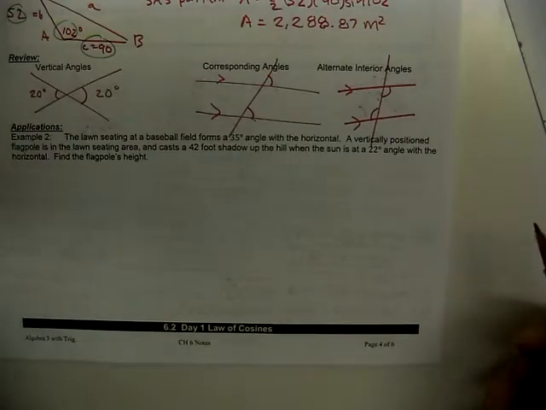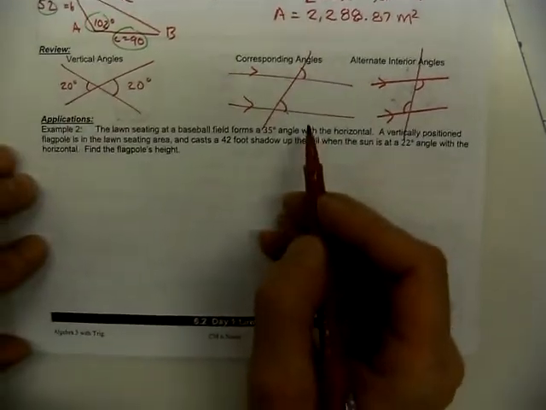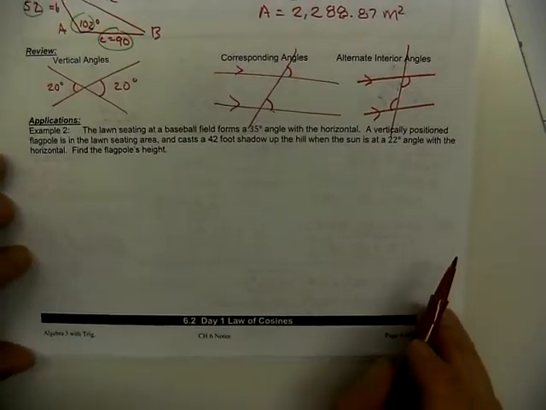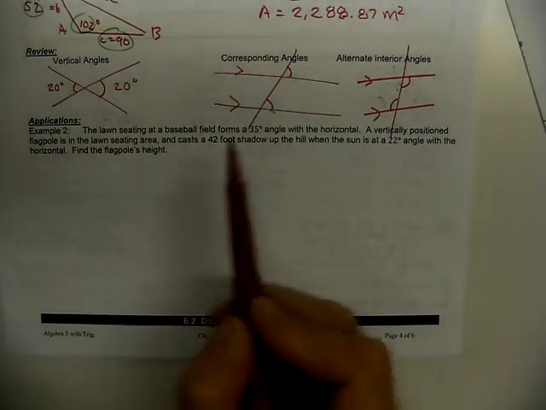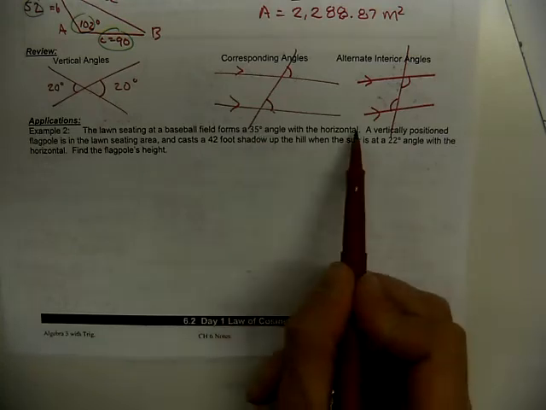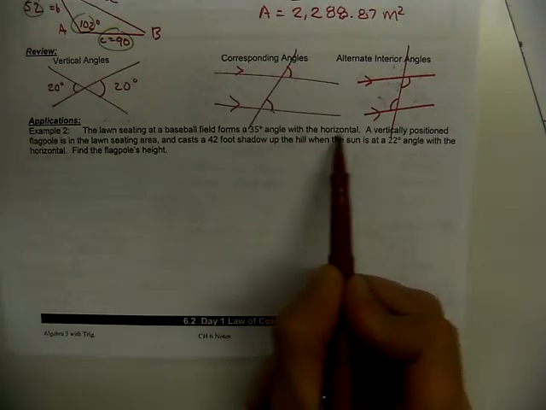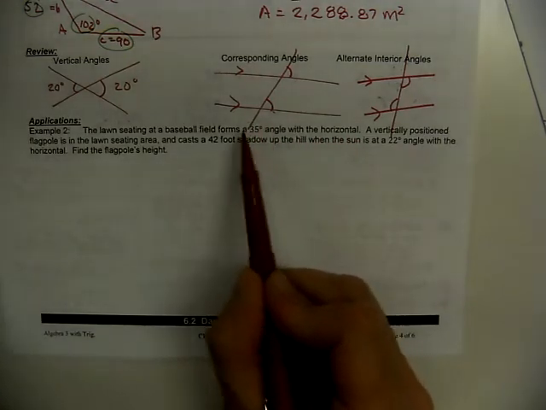So we'll be seeing these in our diagram here. So let's read this through and then we'll break it down and then we'll focus on drawing that sketch. So we're talking about the lawn seating at a baseball field. It forms a 35-degree angle with the horizontal. See, there's your horizontal reference line so that we can create that angle.